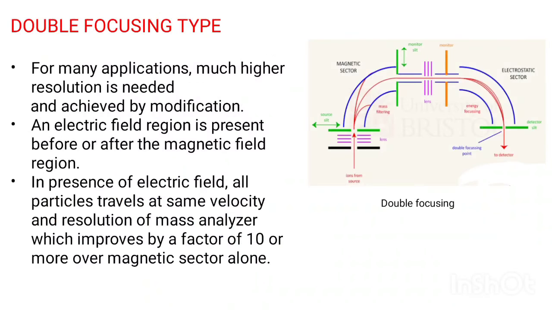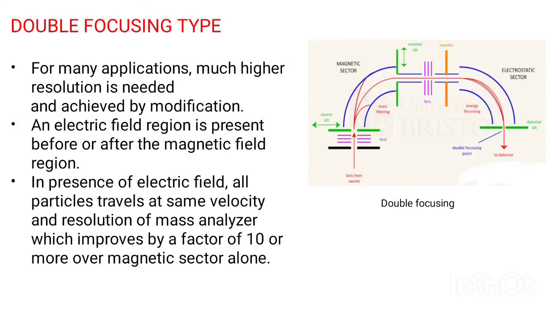Now what is double focusing type? For many applications, much higher resolution is needed and achieved by this modification. So an electric field region is present before or after the magnetic field region. In the presence of the electric field, all particles travel at the same velocity, and the resolution of the mass analyzer improves by a factor of 10 or more over the magnetic sector alone.